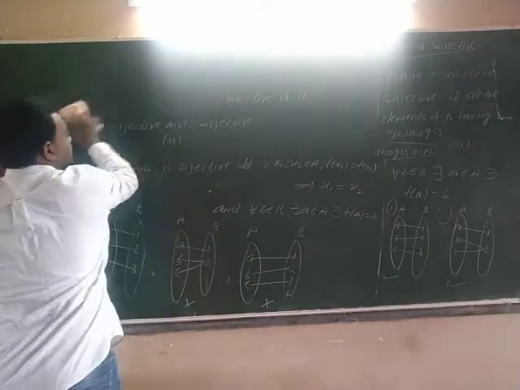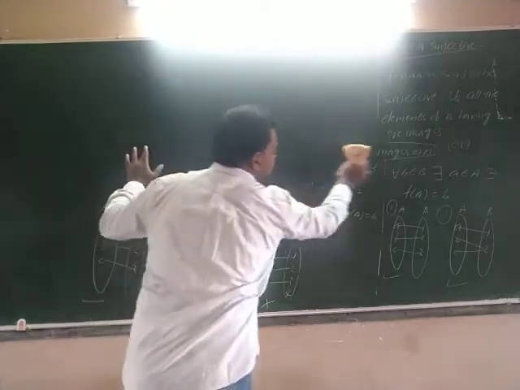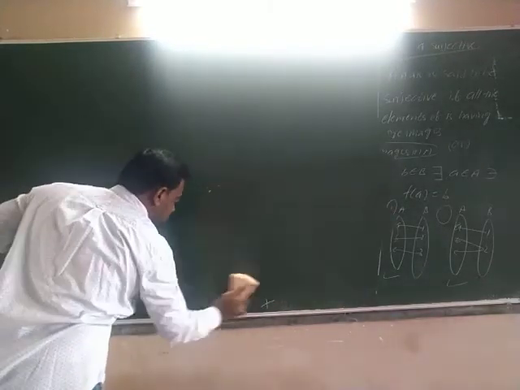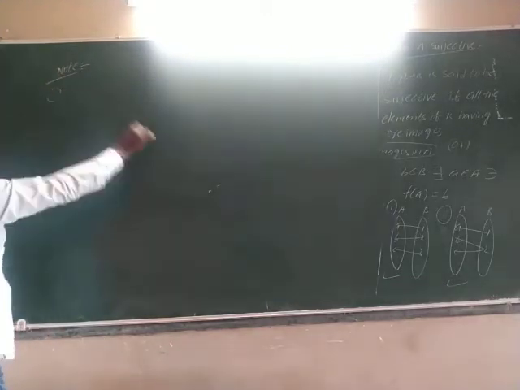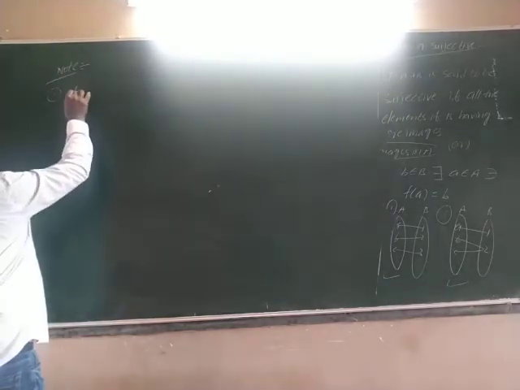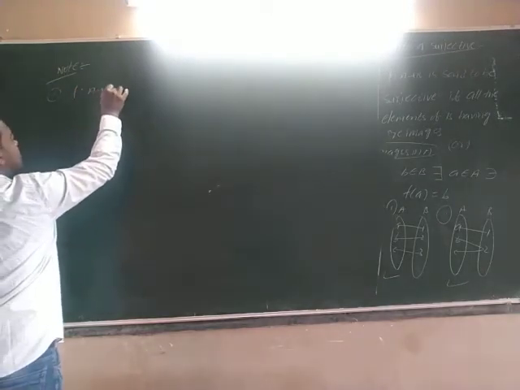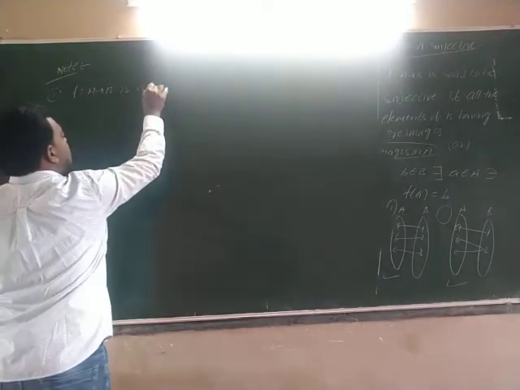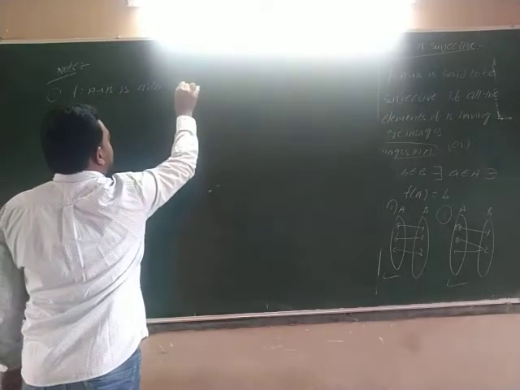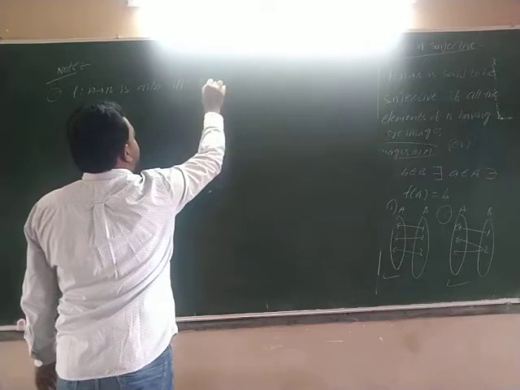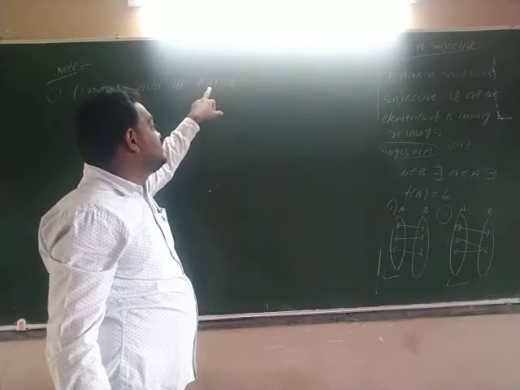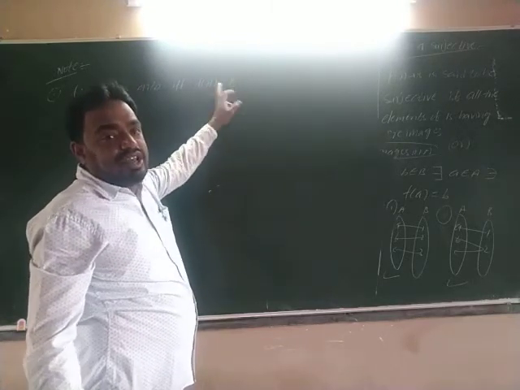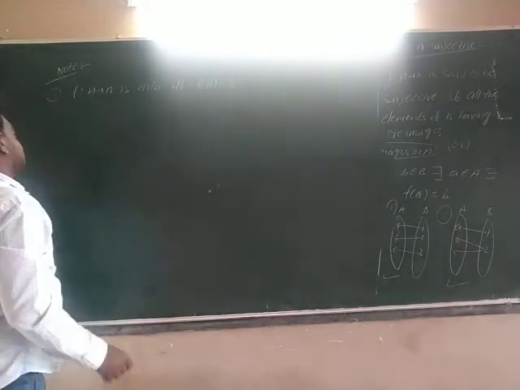Next, after that, we have some important points. See here. Note. First one: if f mapping from A to B is onto or surjective if and only if f(A) is equal to B. What is f(A)? What is B? f(A) is the range, B is the codomain. Range is equal to codomain. That is the first one.